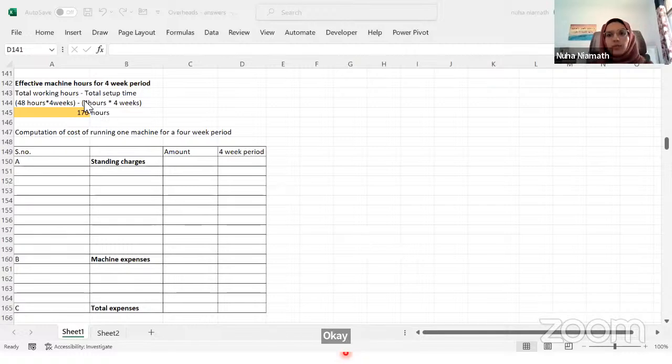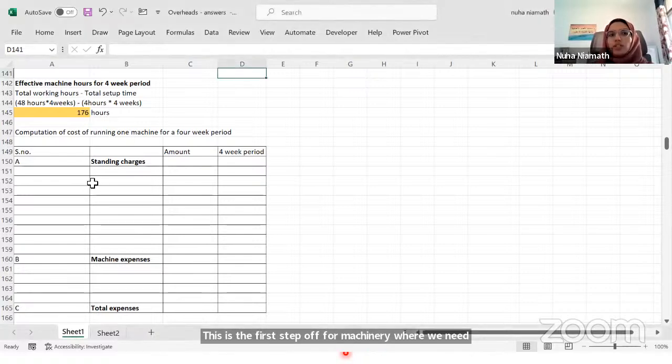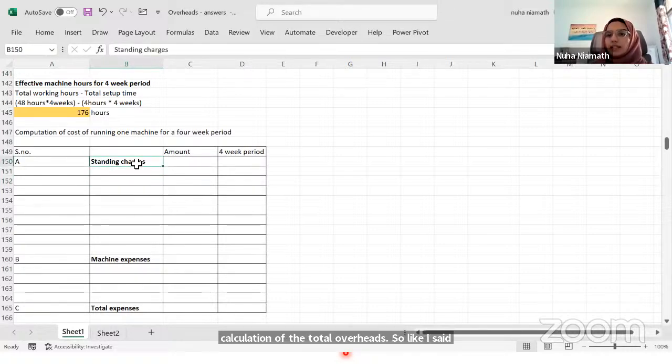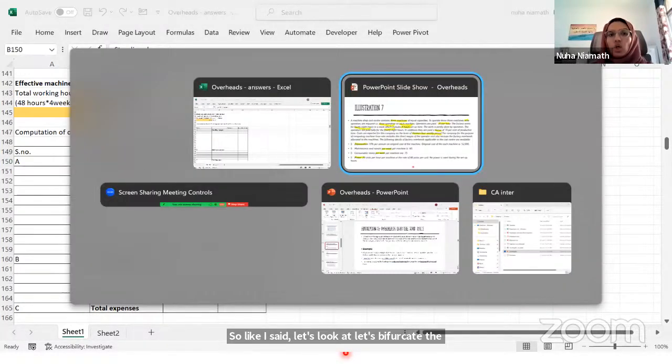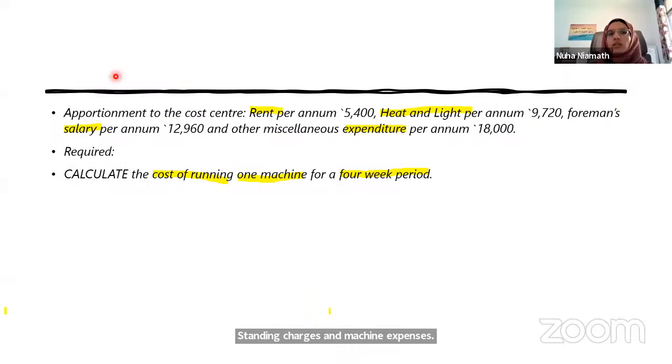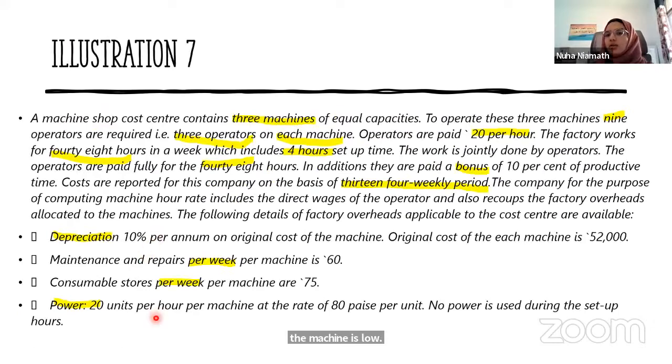So this is the first step of a machine hour rate, where we need to calculate the effective machine hours. We have calculated that, and now we will be proceeding to the calculation of the total overheads. Like I said, let's bifurcate the expenses into two parts: standing charges and machine expenses. These expenses are the standing charges, that is, not directly related to the machine. They are related to the place where the machine is located. And these are expenses directly related to the machine.